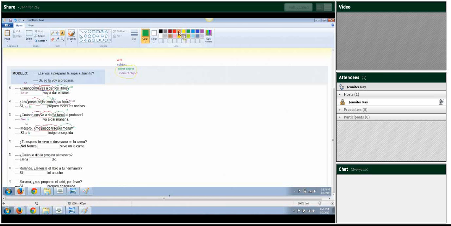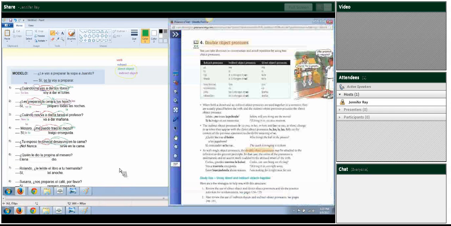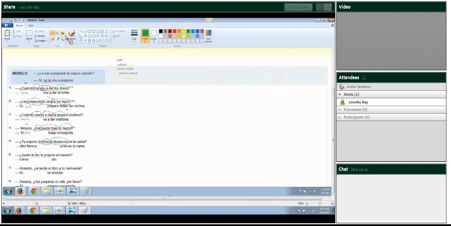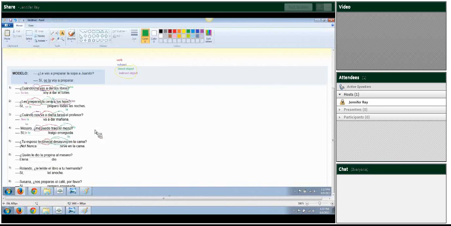Okay. "Tu esposo te sirve el desayuno en la cama." So again, I found the verb is sirve. What's being served? Breakfast. "It" for the desayuno over here would be "lo." And who's being served? You.